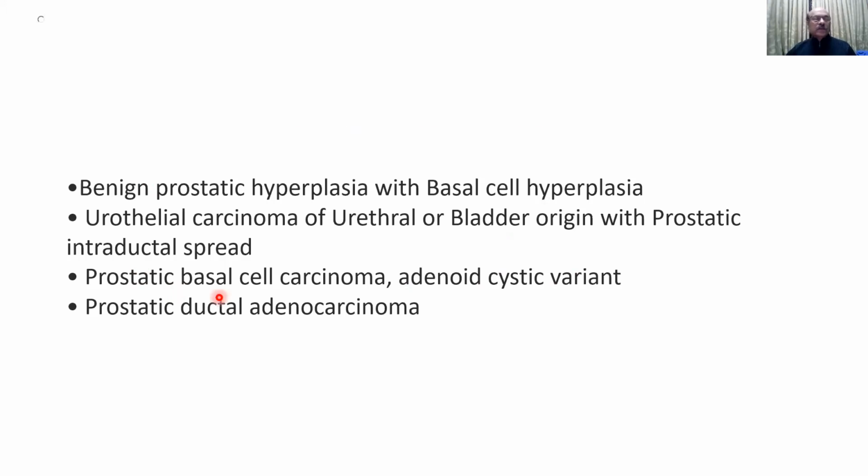So here, benign prostatic hyperplasia with basal cell hyperplasia, urothelial carcinoma of urethral or bladder origin with prostatic intraductal spread, prostatic basal cell carcinoma, adenoid cystic variant, prostatic duct adenocarcinoma. These are choices. The correct answer is urothelial carcinoma of urethral or bladder origin with prostatic intraductal spread.